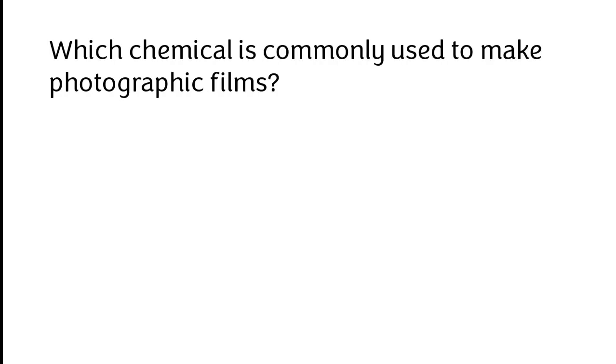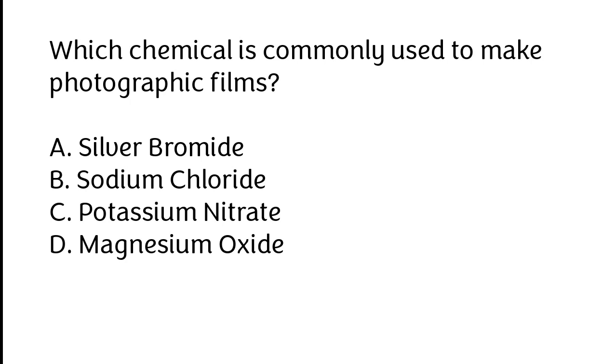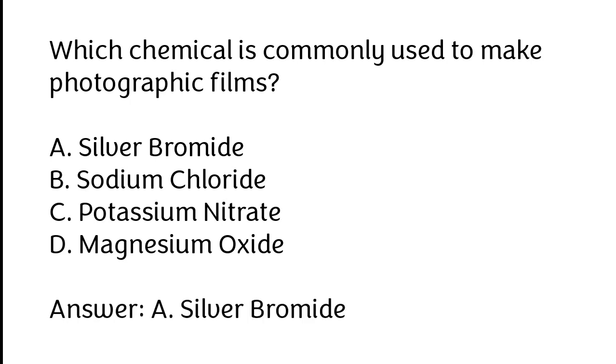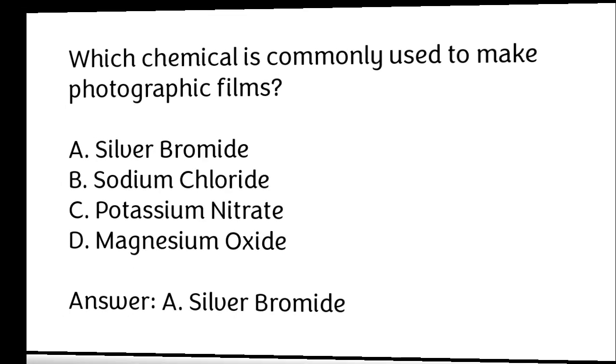Which chemical is commonly used to make photographic films? Silver bromide, sodium chloride, potassium nitrate, magnesium oxide. The correct answer is option A, silver bromide.